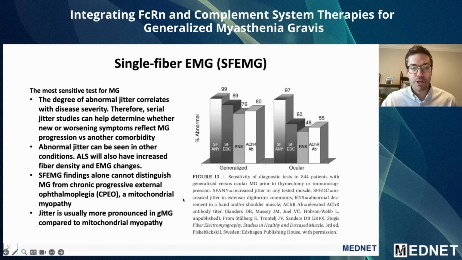Now, in particular, one condition called CPEO, which is chronic progressive external ophthalmoplegia, a mitochondrial myopathy affecting eye movements and causing ptosis, you cannot distinguish from myasthenia gravis based on single fiber EMG alone. Studies in the past have shown that the amount of jitter is very similar between the two disorders. However, if you do have generalized myasthenia gravis, the jitter in those patients should be more than what you would see in mitochondrial myopathy.